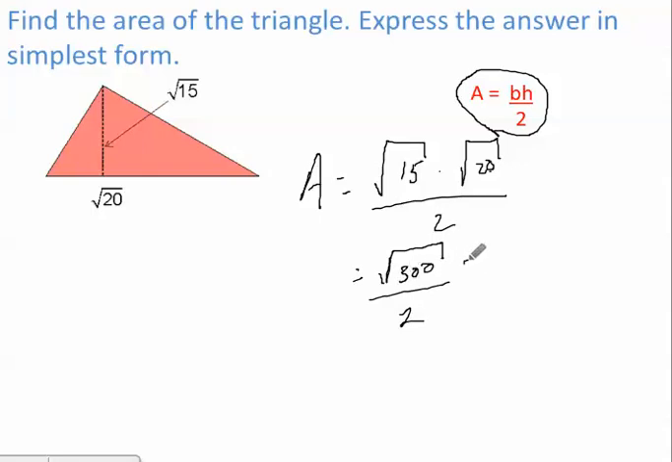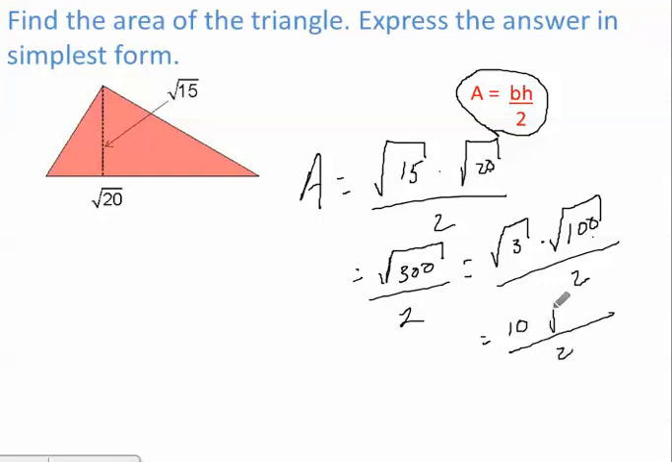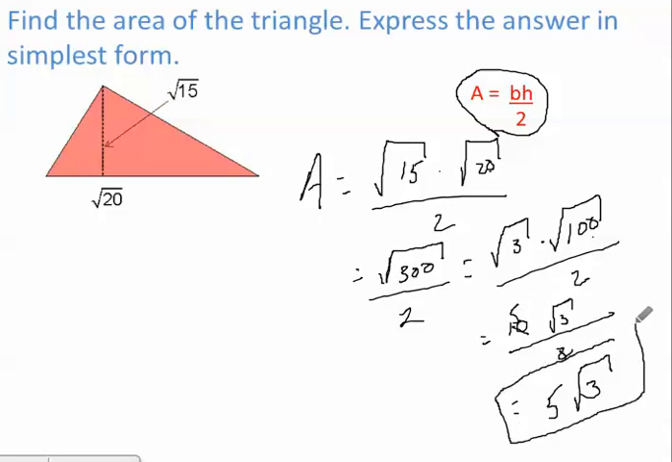out of it. This is equal to the square root of 3 times the square root of 100 divided by 2. The square root of 100 is 10. So I'm going to have 10 divided by 2, square roots of 3. Well, 2 goes into 10 5 times, and I'm going to have 5 square roots of 3. Woohoo! There's my simplified radical form of the area of this triangle.